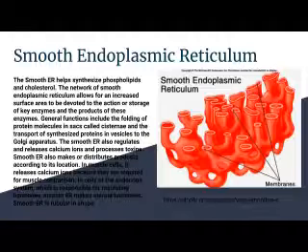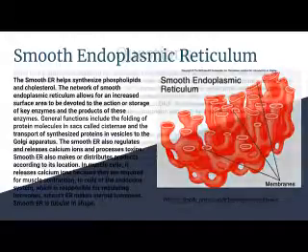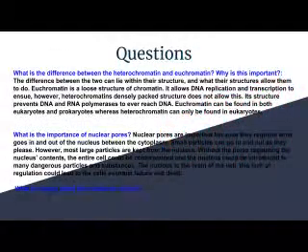Smooth ER also makes or distributes products according to its location. In muscle cells, it releases calcium ions because they are required for muscle contraction. In cells of the endocrine system, which is responsible for regulating hormones, smooth ER makes steroid hormones. The smooth ER is tubular in shape.